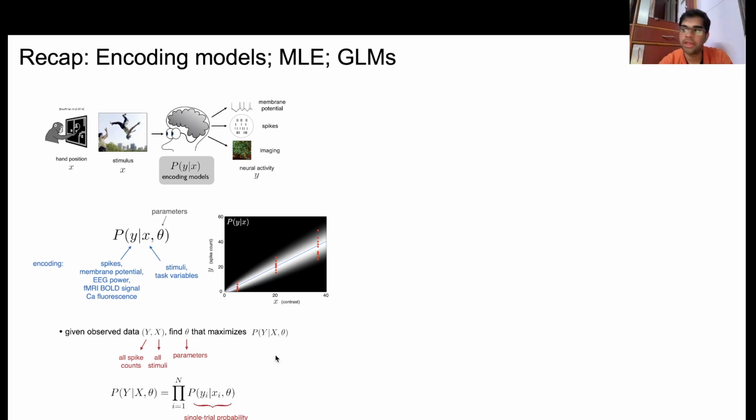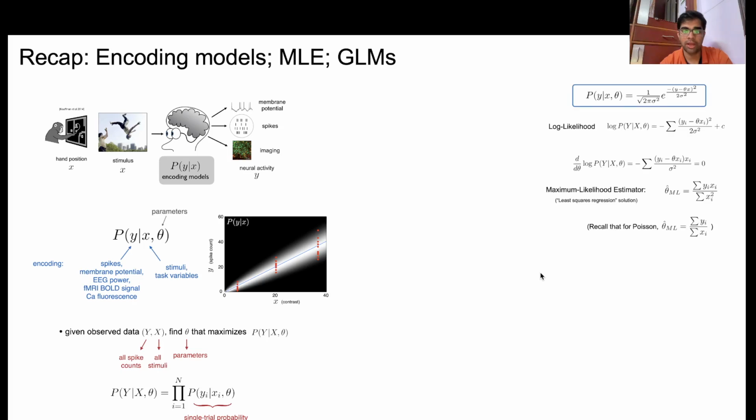One assumption we make here is that the trials are independent of each other, and therefore we can take a product over each trial of the same distribution p of y_i given x_i. Here i represents the trial. Once you get this, you assume some probability distribution for the neural responses, take the log likelihood of it, and find the theta which maximizes p of y given x, theta. So this is the formulation for maximum likelihood.